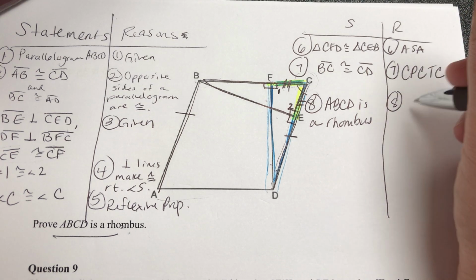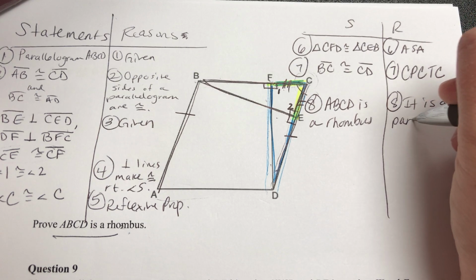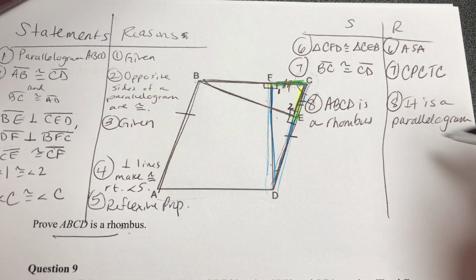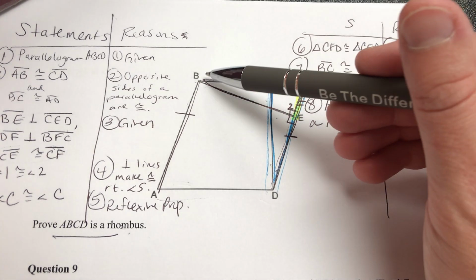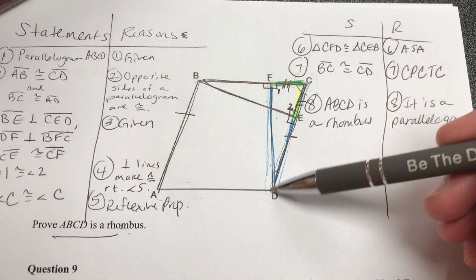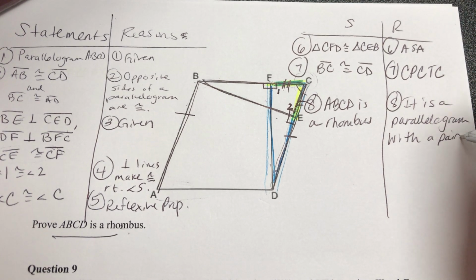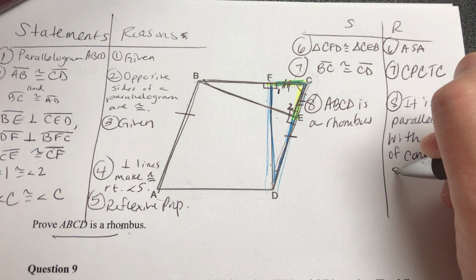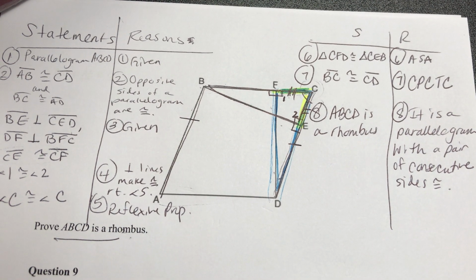And the reason would be it is a parallelogram. Now, if all you can think of is 4 congruent sides, I support you, but the way I just proved it is I need to say it's a parallelogram with a pair of consecutive sides congruent. That would force a rhombus to happen. There's no other way for that to occur. So I'm going to write it out just like that. But again, if all you can think of is 4 sides, go for it.